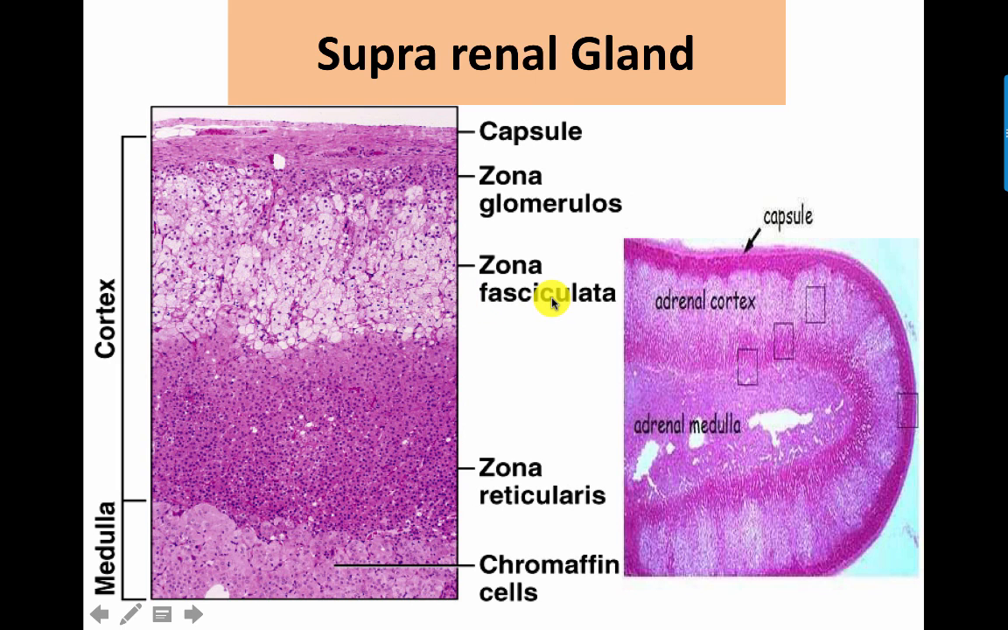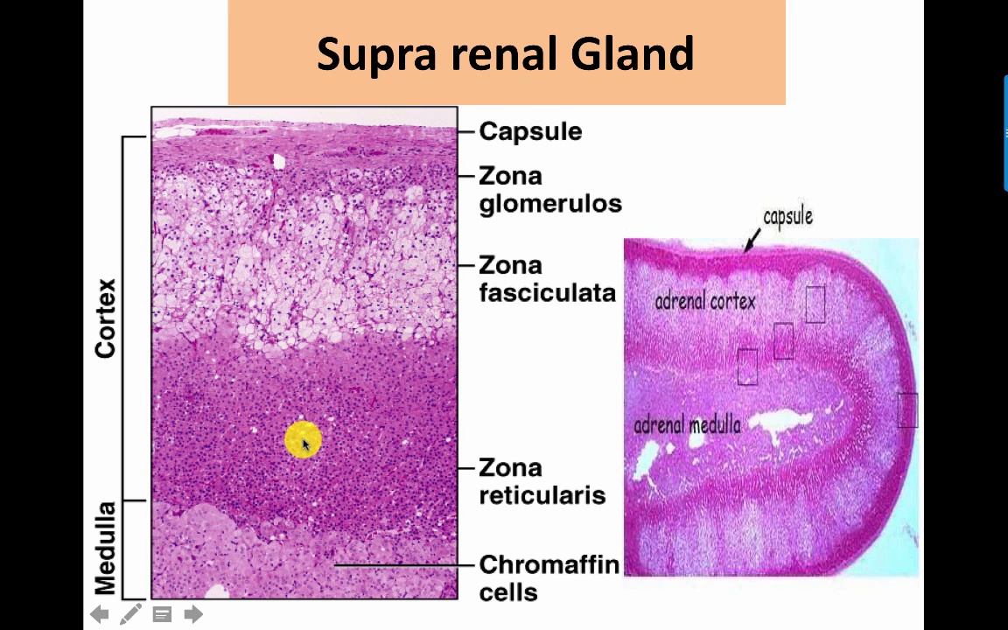Fascicle means حزمة in Arabic. This is the area in which the cells are arranged in straight rows beside each other, and in between we have the fenestrated blood capillaries. Then we have the red area appearing again, in which we have the cells in the form of a reticulum, and in the openings of the reticulum you can see the blood sinusoids.